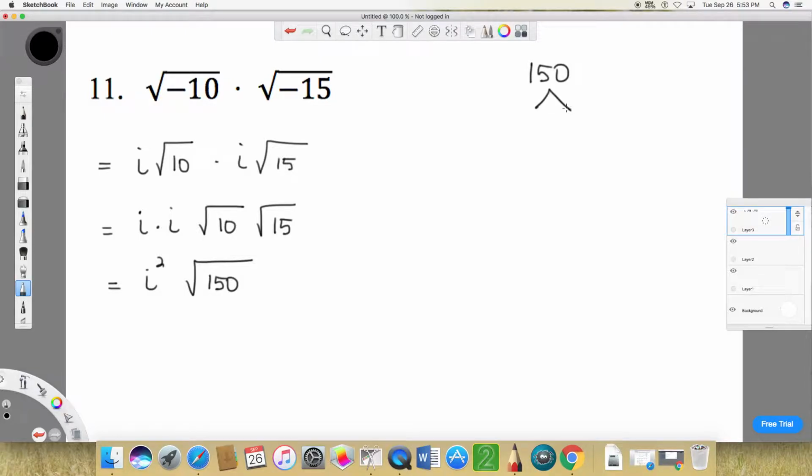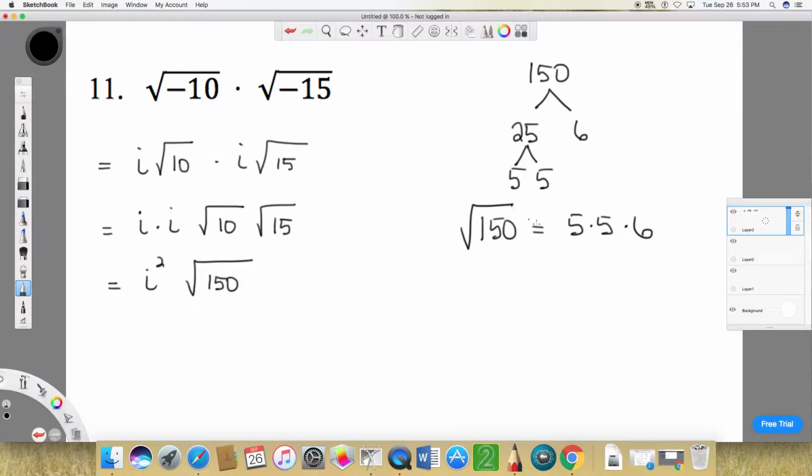So even though I know it's 10 times 15, I also know that 150 is 25 times 6. And I know that because of my old days of a paper route, that 6 quarters are $1.50. So I know that 6 times 25 is 150. Now I know that 25 is 5 times 5. So that means that I can rewrite 150 as 5 times 5 times 6.